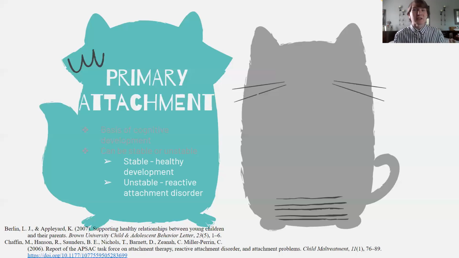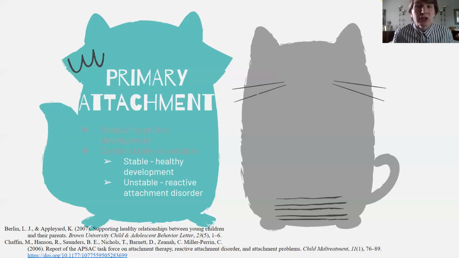Well, an unstable attachment might result in what is known as reactive attachment disorder. Reactive attachment disorder manifests in two ways in children. The first is that the child becomes extremely attention-seeking, vying for the parent's attention at all times. And then the second is that the child becomes extremely aloof and cold towards the parent.